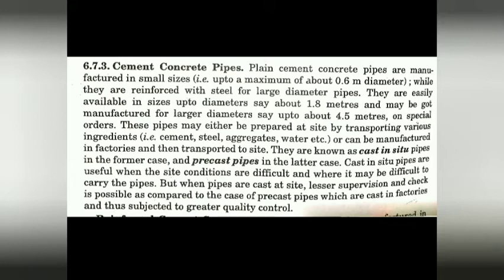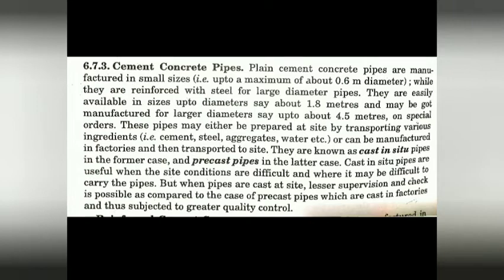As I said, in order to withstand the tension as well as the compression, a combination of steel and concrete is used together. They are easily available in sizes up to a diameter of about 1.8 meters, and may be manufactured for larger diameters, say up to 4.5 meters, on special orders. And these pipes may either be prepared at the site by transporting various ingredients, that is, cast in situ, or can be manufactured in the factories and transported to the site.